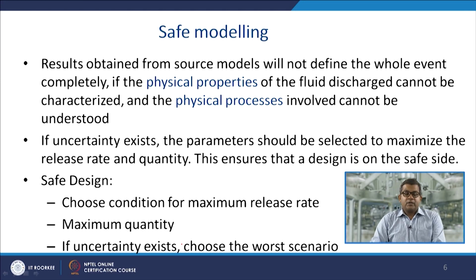So while we consider the safe modeling, the result obtained from the source model will not define the whole event completely. Now if the physical properties of the fluid discharged cannot be characterized and the physical process involved cannot be understood, or if any kind of uncertainty exists, the parameters should be selected to maximize the release rate and quantity. This ensures the design is on the safe side. Safe design requires choosing conditions for maximum release rate and maximum quantity, and if uncertainty exists, choosing the worst scenario.